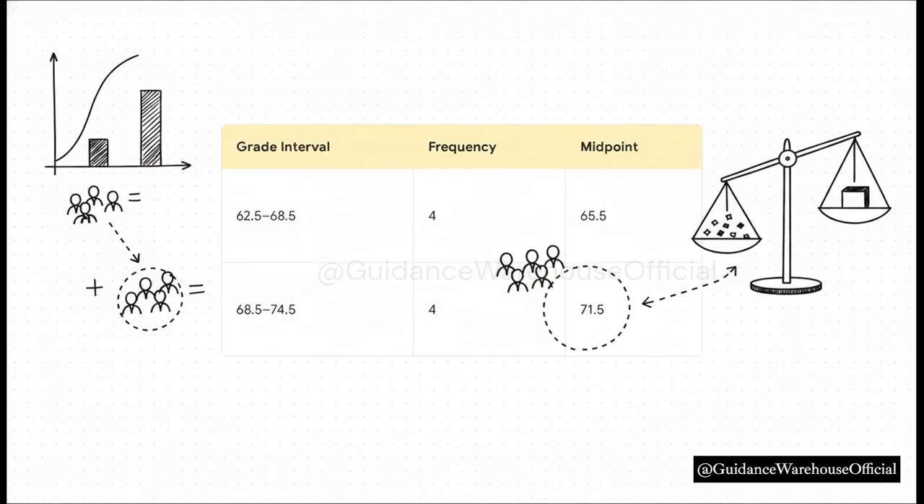Let's look at a real-world example. Professor Blount's statistics test. We only know that 4 students scored somewhere between 62.5 and 68.5, and another 4 scored between 68.5 and 74.5. Since we don't have the exact grades, we make a compromise. We find the midpoint of each interval. To do that, you just average the lower and upper boundaries. So for that first interval, 62.5 plus 68.5 divided by 2 gives us a midpoint of 65.5. We just pretend, for the sake of the math, that all 4 students in that group got exactly a 65.5.